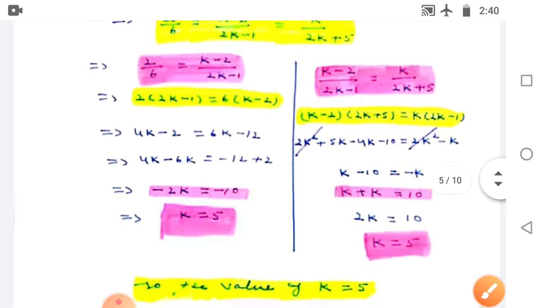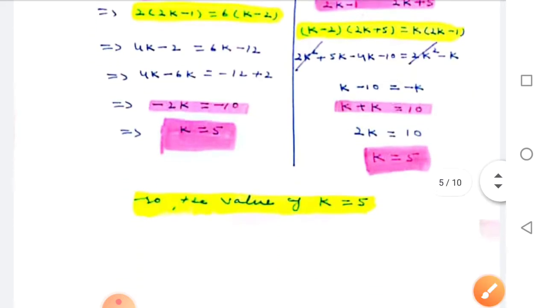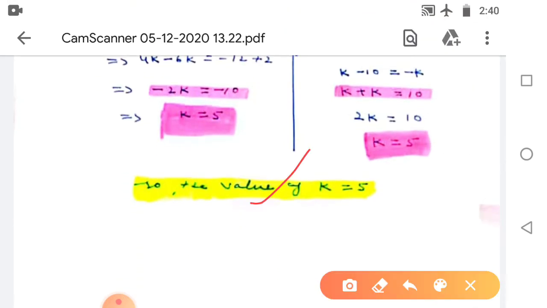and finally the value of k comes 5. So here also, after taking the last two equalities, we are getting the value of k as 5, and here also we are getting the value of k as 5. Okay, so finally the value of k is 5.